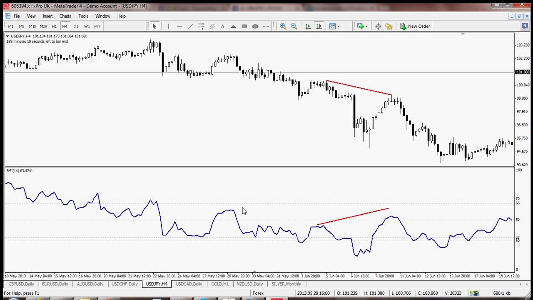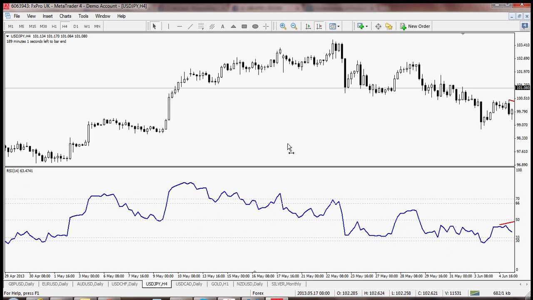In a downtrend, you'll also find bullish divergence, but I'll leave it up to you guys to go and do that. You can figure it out with what I've shown already.